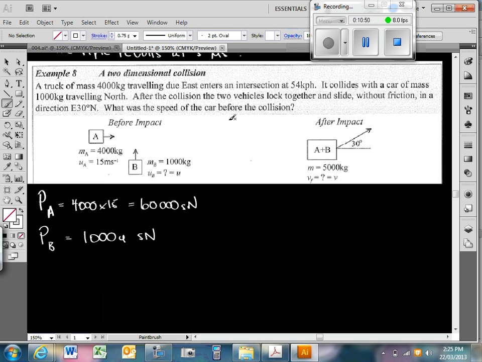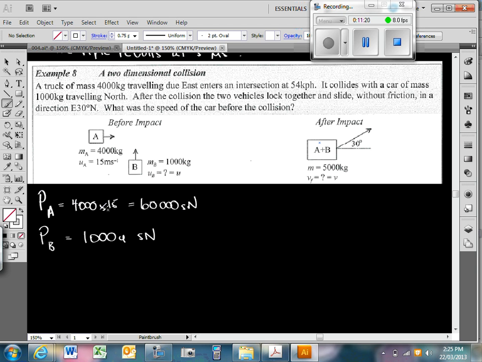And they say that a truck of mass 4,000 kilograms travels at 15 meters per second. Sorry, I skipped a step. I'm just reading through it now. They've changed the 54 kilometers per hour to 15 meters per second, divided by 3.6. You're not going to get the unit kg m/s if you don't use meters per second here.